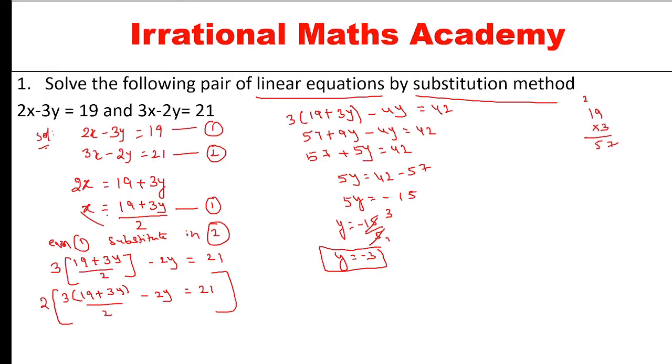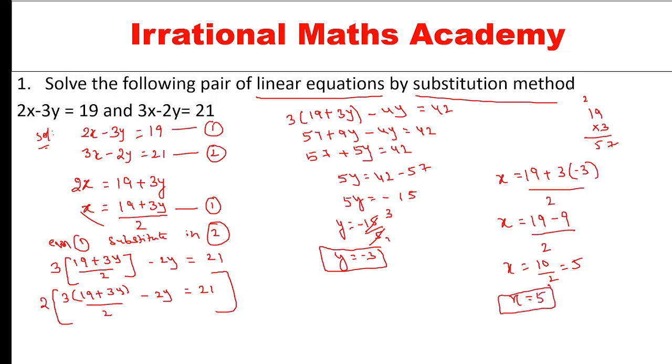But what I'll do, I'll substitute in equation 1. So x equal to (19 plus 3 into y), I got minus 3, upon 2. So x equal to (19 minus 9) by 2. x equal to 10 by 2 equal to 5. So x value equal to 5. That is what I need. And by which method did I solve this one? By substitution method. Equation 1 I substituted in equation 2 and I got the answer.